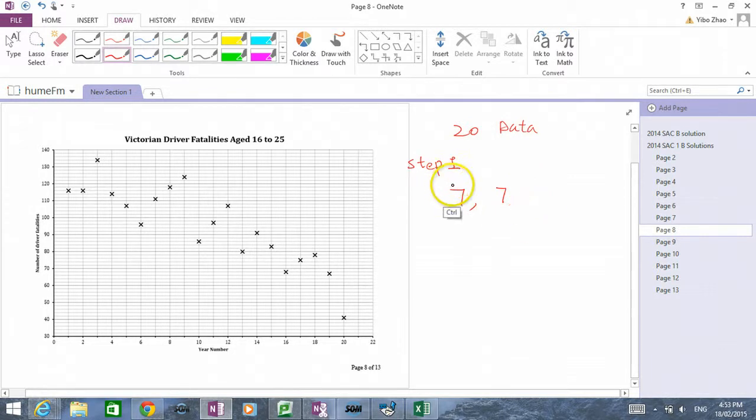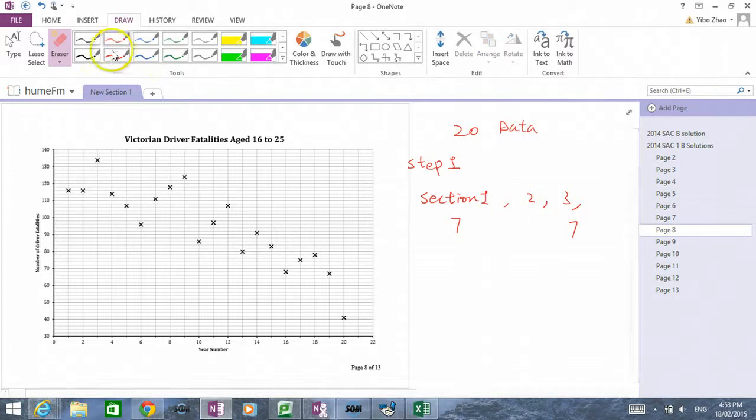Okay, so the idea is, now let me write it down properly. I have section 1, I should have 7. Section 2, I should have 7. And section 3, I should have 7 numbers. Then what I figured out was 7 plus 7 plus 7 is 21. I only have 20, so it's wrong. So what I do is I change the middle number to a 6. So section 1 I have 7, section 2 I have 6, and section 3 I have 7.